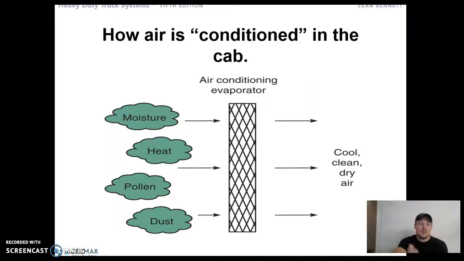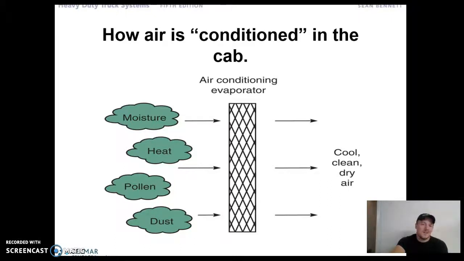But then we also remove pollen and dust. So this is our evaporator. This is basically the cold unit inside the cab. So when air starts to blow through, it removes the heat from the air and puts it inside of the evaporator. It's got freon traveling through there. That heat gets sucked into that freon. And then out comes cool, clean air.